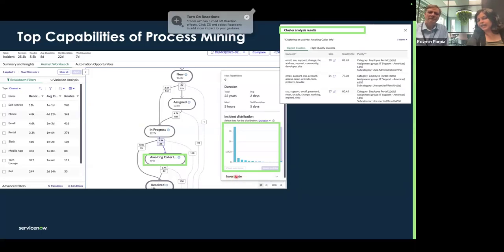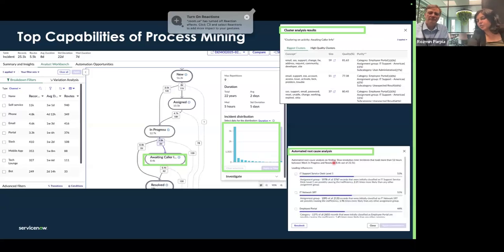So if you click on that, then you come to a cluster analysis where it is doing a clustering of the keywords in the short description field of your incident. And the machine's trying to give you some summarization and keywords on what might be the reason for your tickets going on awaiting caller.